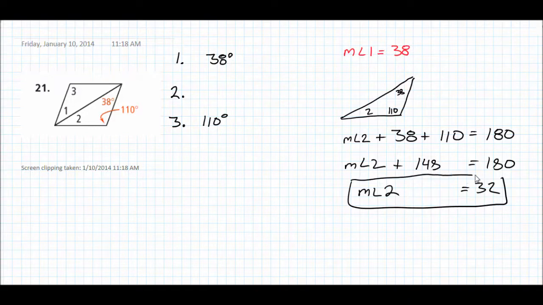So just by inspection and using our rules of parallelograms, triangles, transversals and alternate interior angles, we're able to prove angle 1 is 38 degrees, angle 2 is 32 degrees, and angle 3 is 110 degrees.